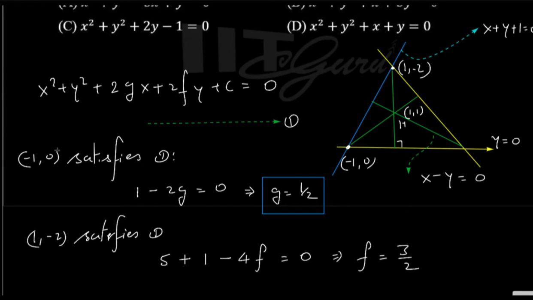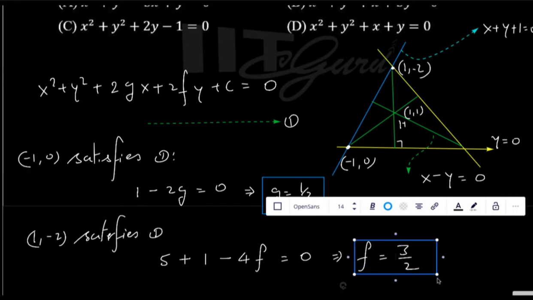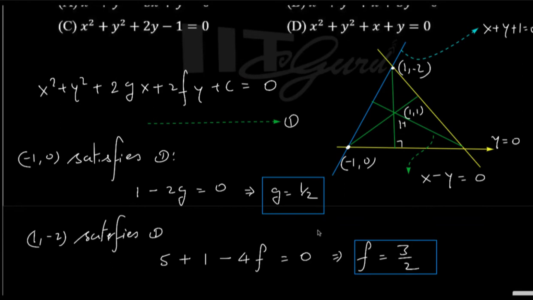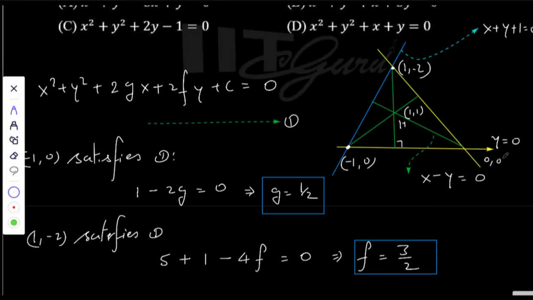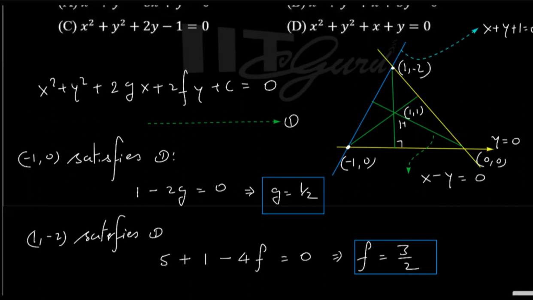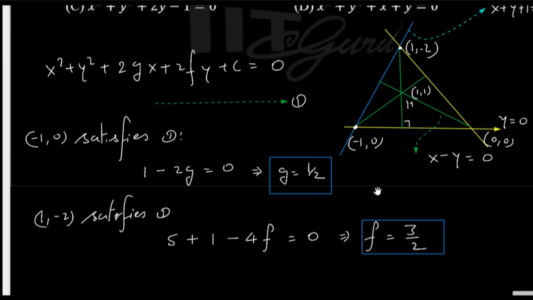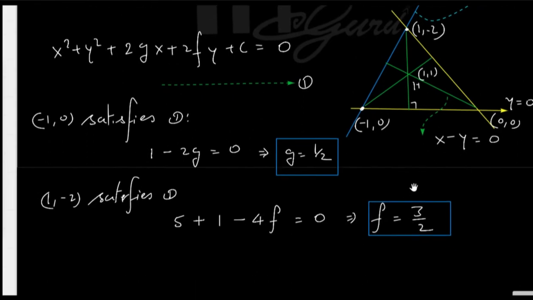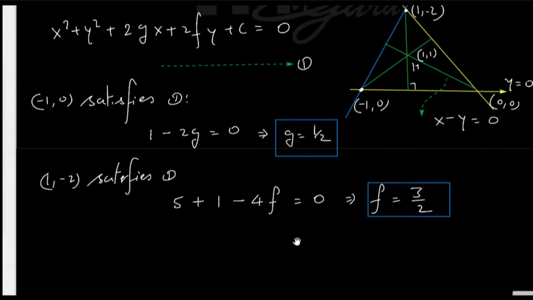As you got g and f, once you get them, you can find c also. So for the equation of the circle, it is very clear that it is passing through 0, 0 also. So another point is 0, 0, which satisfies this equation. So 0, 0 satisfies, which means c equal to 0.